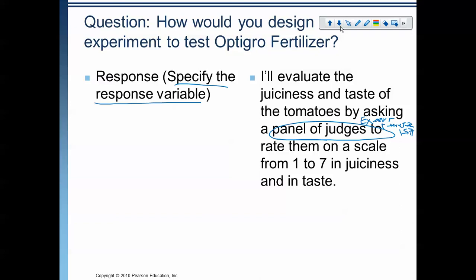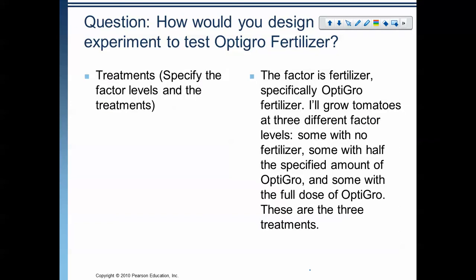That's our response variable. Okay, what are our treatments, right? We want to specify the factor levels and the treatments that we're going to be using. The factor, the thing that's changing that we're manipulating, is the fertilizer, okay? Specifically Optigrow fertilizer. So I'm going to grow tomatoes at 3 different factor levels. Some with no fertilizer, some with half the specified amount of fertilizer, and some with the full dose of fertilizer. Those are my 3 treatments. A treatment that is none, a treatment that is half, and a treatment that is full.